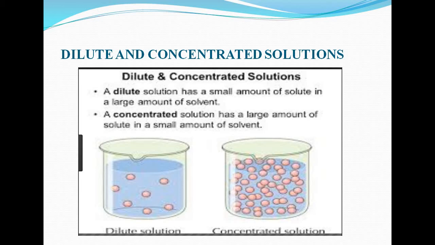The first beaker, having a smaller amount of solute in a large amount of solvent, is called a dilute solution. The second beaker contains a large amount of solute in that particular solvent, and it is called a concentrated solution. So a concentrated solution has more amount of solute.